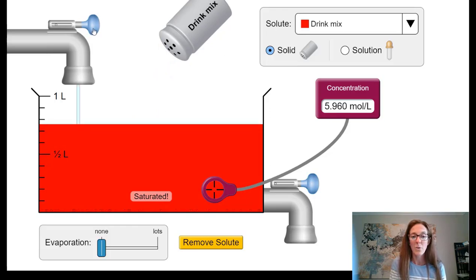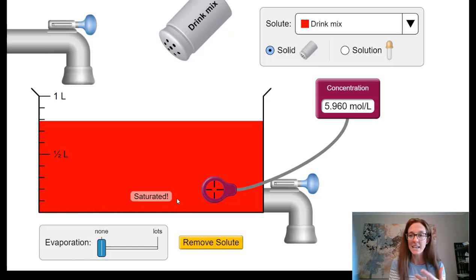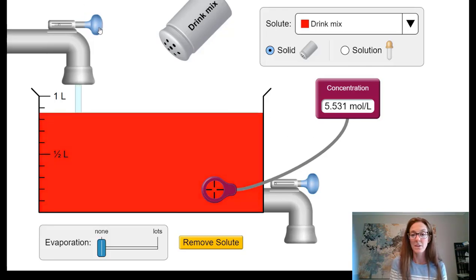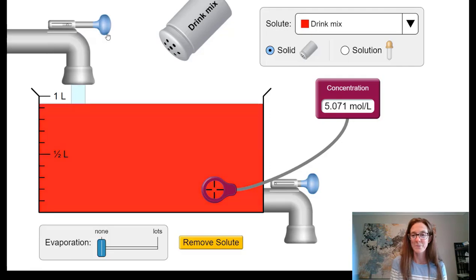Let's see how, notice I add more water, and notice that that water is mixing in with my solute. Look at concentration, still the same until I get everything until it's not saturated anymore. That concentration stays the same. Oh, and now my concentration goes down.